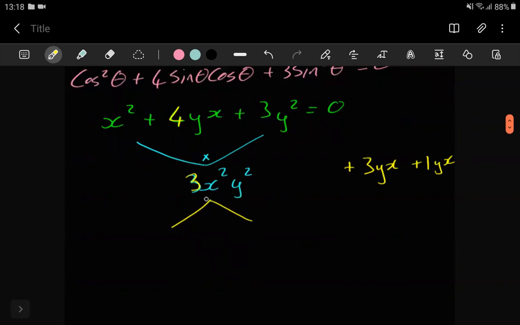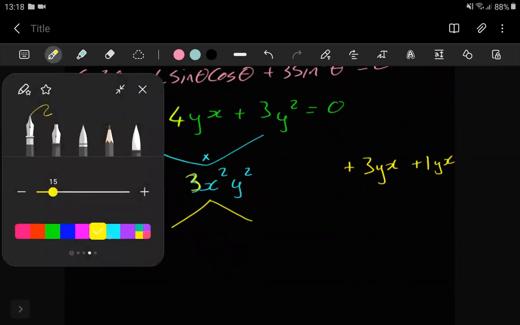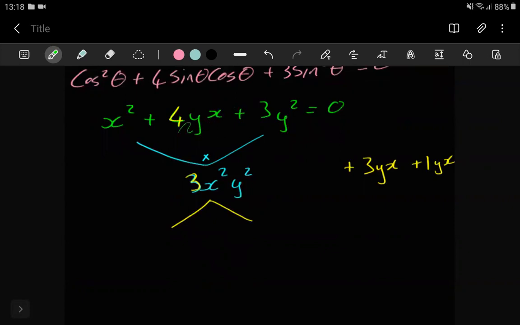Now that you've done these two things, you can go back to your main expression and rewrite this 4yx as 3yx plus 1yx, like this. Where you see x squared, it's just going to be x squared. Here, 4yx is going to give you 3yx and then just a yx. And at the end, we still have plus 3y squared equal to 0.